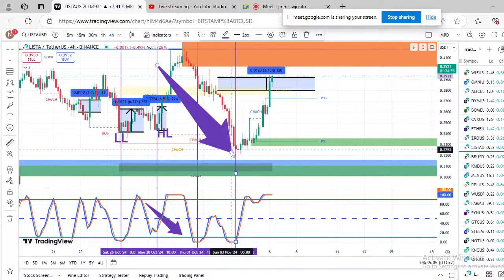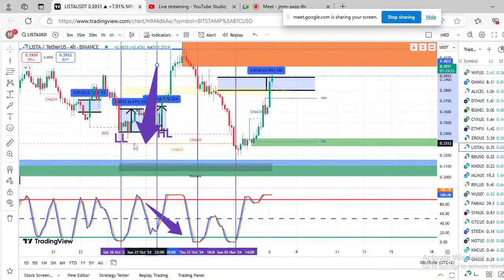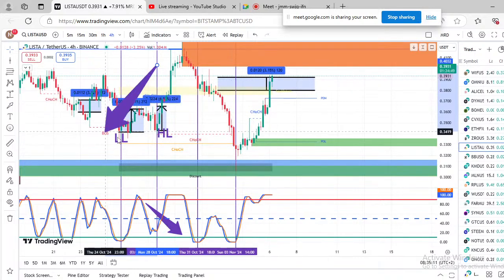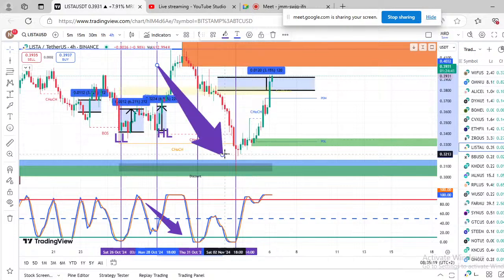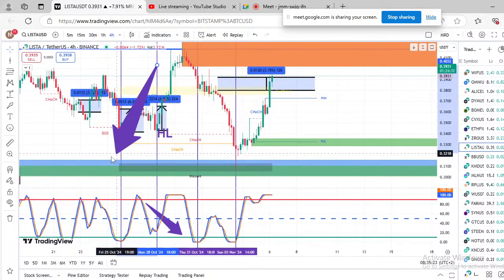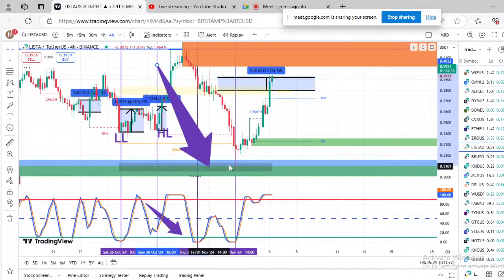Here the market was so nice because it was at the discount level. When you consider this high and this lower low, and we draw a line, the market was at the same line. You get the point? And at the same time, it was coming back to test these two blocks. Actually, there are three blocks.